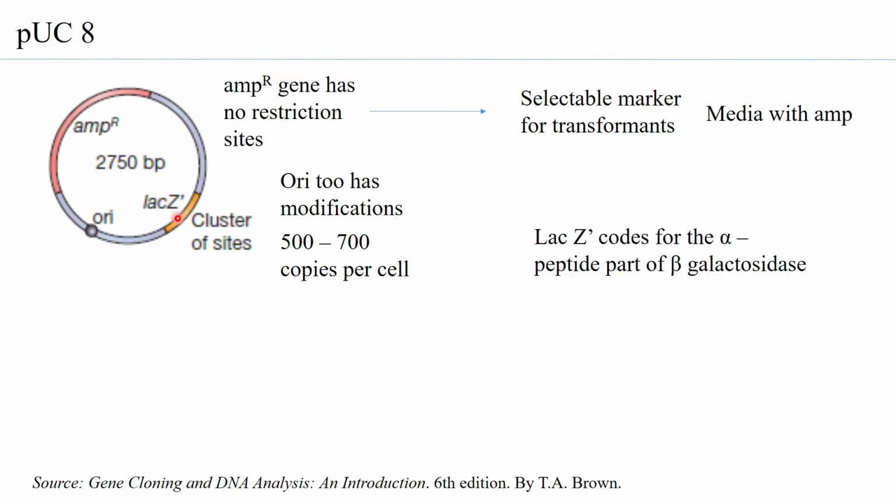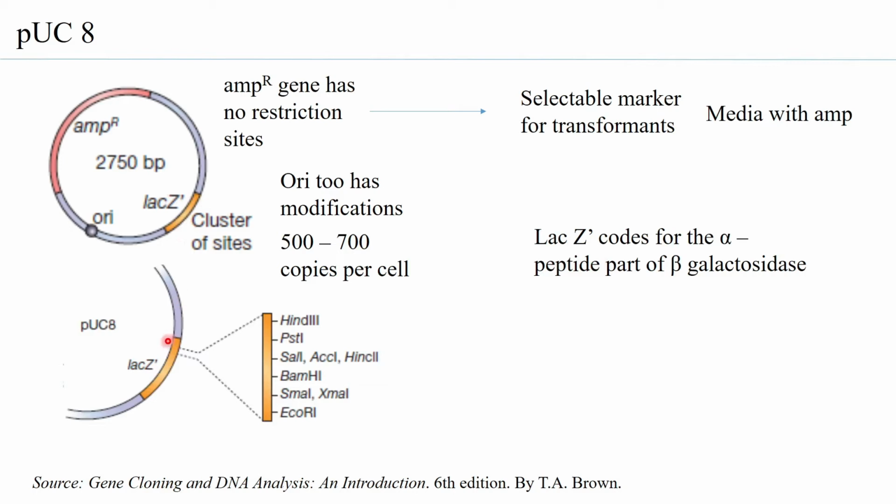Now, the lacZ prime, which is also a selectable marker, actually codes for only the alpha peptide part of beta galactosidase. And we all know that beta galactosidase is a part of the lac operon and is responsible for utilization of lactose. So we will eventually look at how lacZ prime is an efficient selectable marker.